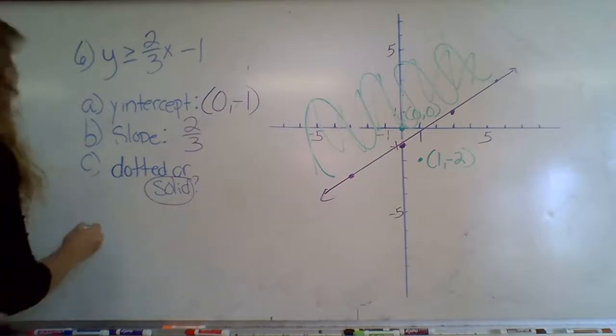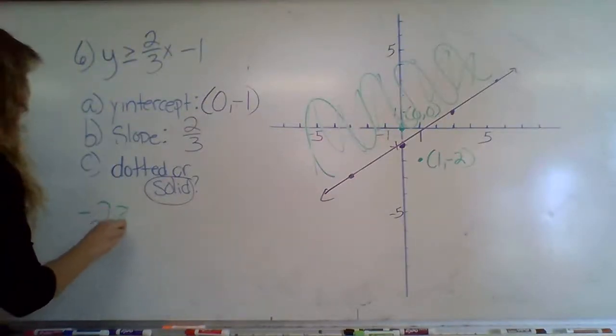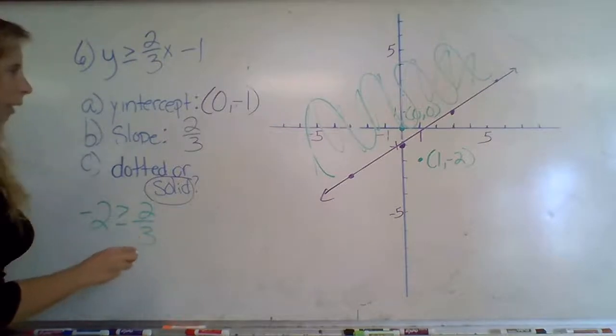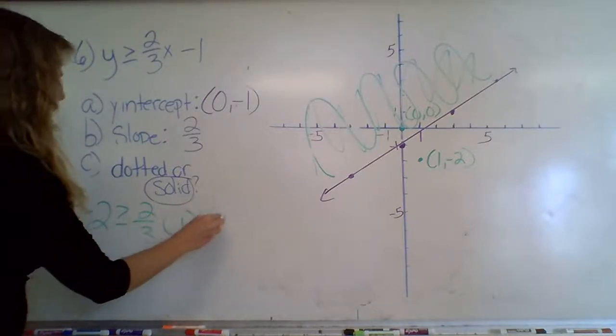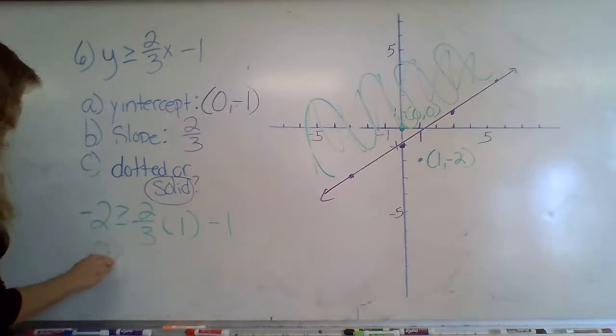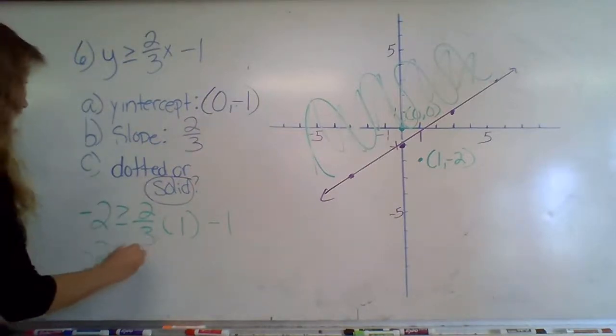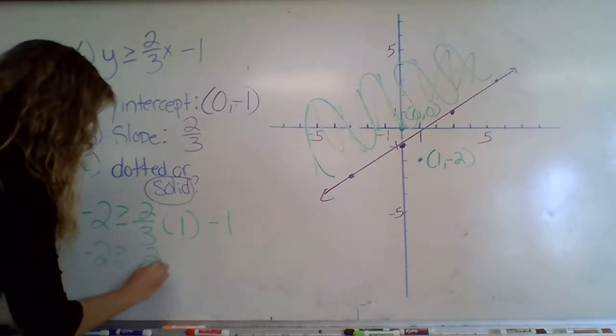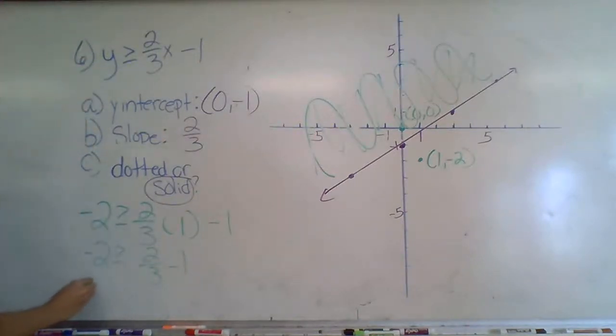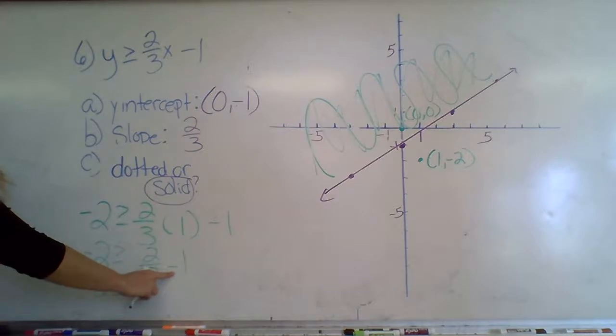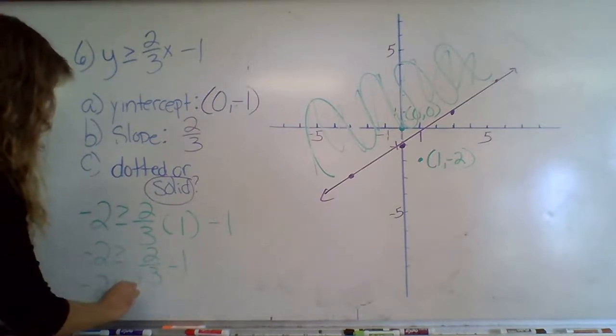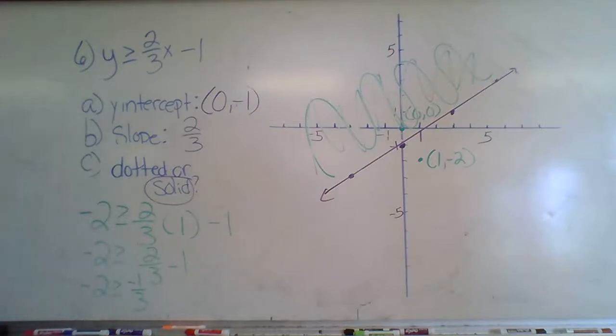So y is -2. So -2 greater than or equal to 2/3 times x, and x is 1, minus 1. 2/3 times 1 is 2/3 minus 1. That's negative 1/3. So, is negative 2 greater than or equal to negative 1/3? No, it's not. Negative 2 is smaller.